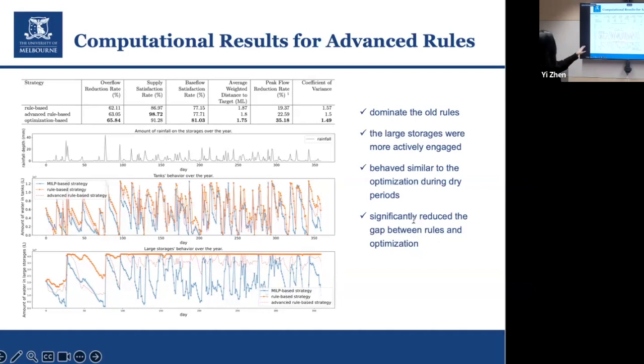And as we can see from the graph here, the large storages are more engaged in this advanced rule-based strategy, as shown in the dotted line here. And its performance is quite similar to the optimization-based strategy during the dry period, when there was little rainfall and the streamflow is below the target flow interval. So this basically suggests that the large storages actively release water to satisfy the baseflow target.